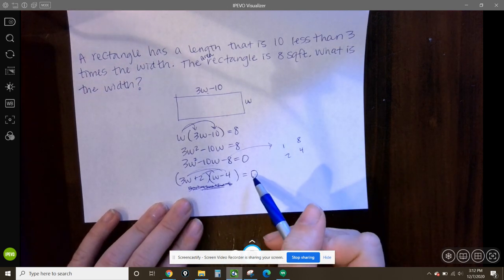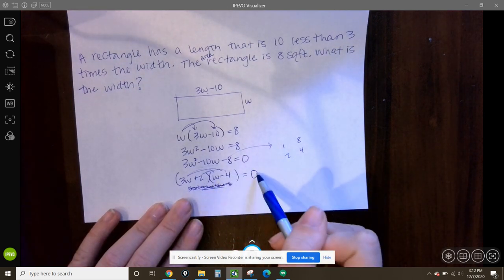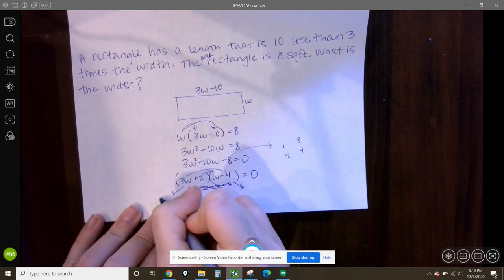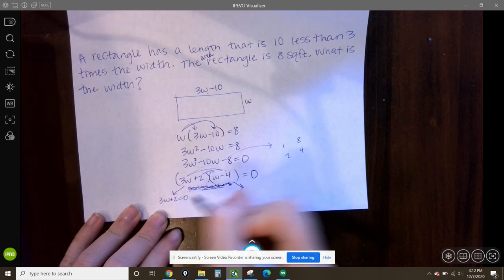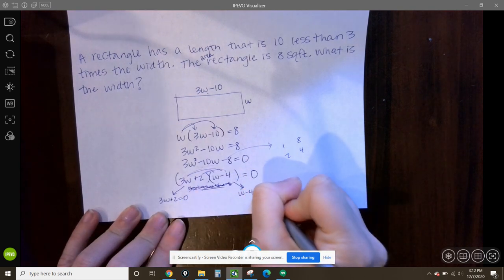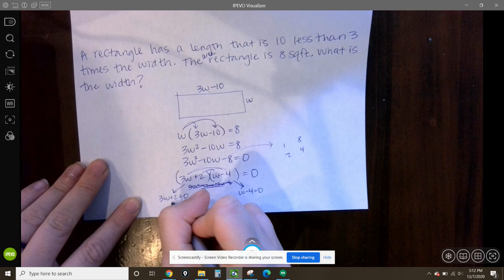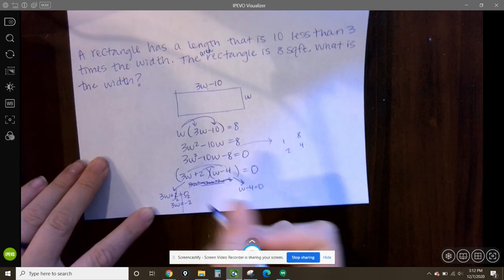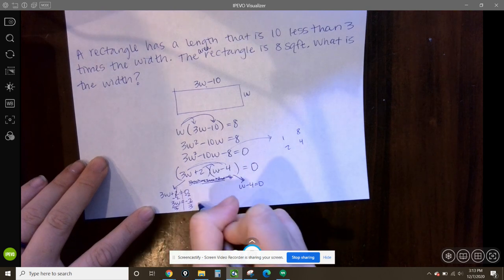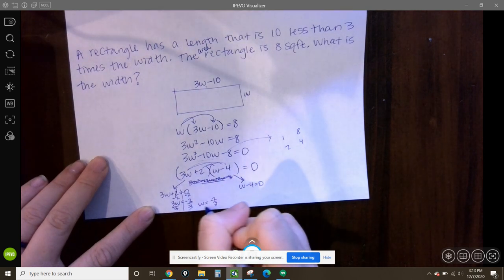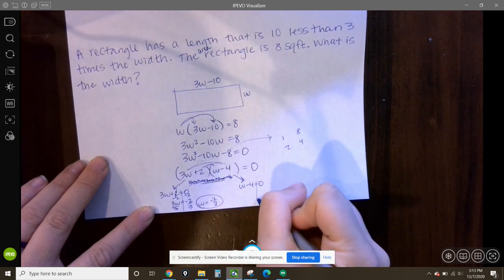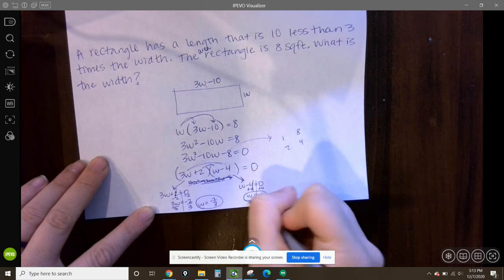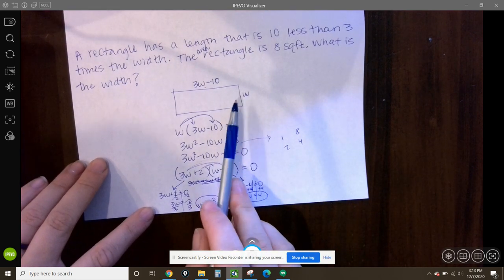So now I need to solve for W. Since these two things are being multiplied together to equal 0, I know that either this one equals 0 or this one equals 0. So I have 3W plus 2 equals 0, or W minus 4 equals 0. So I'm going to solve these. Subtract 2 from both sides. 3W equals -2. Divide by 3. So I get W equals -2/3. That's one option. Over here, I'm going to add 4 to both sides. So W equals 4.